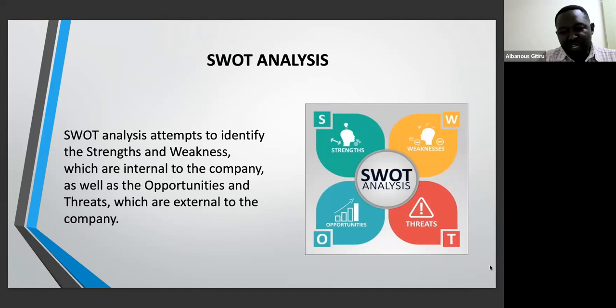So it's more of assessing internal factors, both positive and negative, that affect the company, and external factors, both positive and negative, that the company should be aware of. So that's why it's called a SWOT analysis. Let's go to the next one.